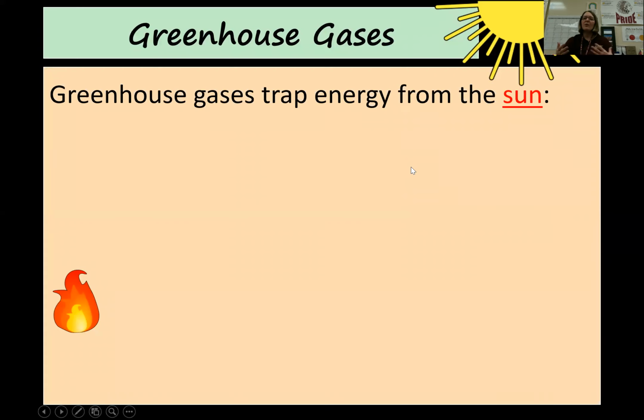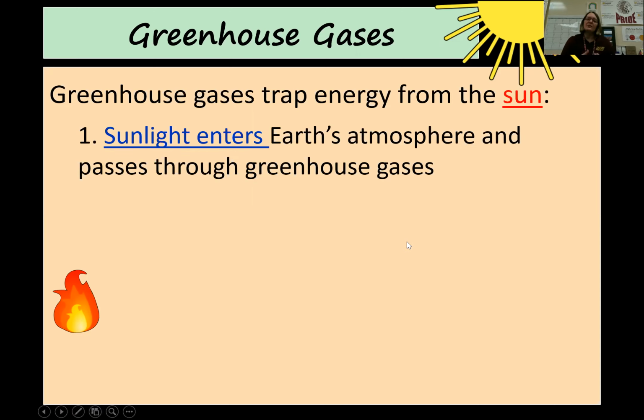So let's talk about what gases actually make up the greenhouse gases. Remember, these are very important to Earth's climate and living on Earth because they trap energy from the sun. Sunlight enters the Earth's atmosphere and it actually has to pass through the greenhouse gases.